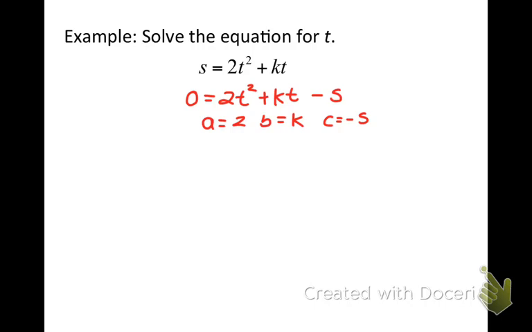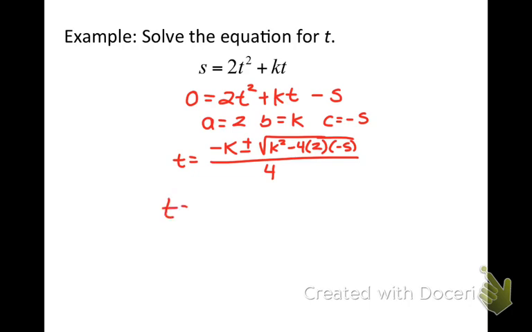So, t is equal to negative of my b, which would be negative k, plus or minus the square root of k squared minus 4 times my a, which is 2, times my c, which is negative s, all over 2 times my a, which is 4. So the only thing we can really do is simplify what's underneath the radical sign. Negative 4 times 2 is negative 8. Negative 8 times a negative s would be a plus 8s. So we get t is equal to negative k plus or minus the square root of k squared plus 8s, all over 4. And that's as far as we really can go.